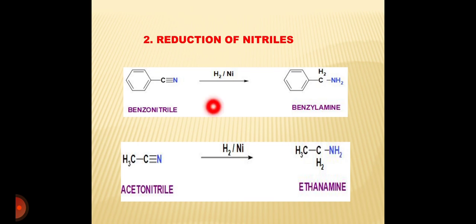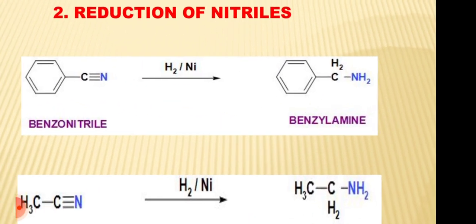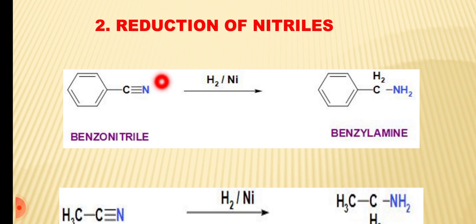The next is reduction of the nitriles. The nitriles are the compounds containing the cyano group, which has a triple bond between carbon and nitrogen. So when a compound like benzonitrile undergoes reduction in presence of hydrogen gas and catalyst nickel, 2 pi bonds of the nitrile group are reduced and we get formation of benzylamine.